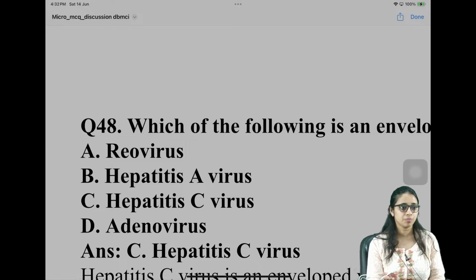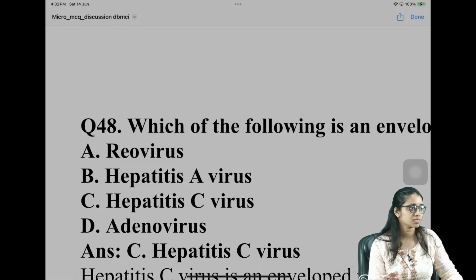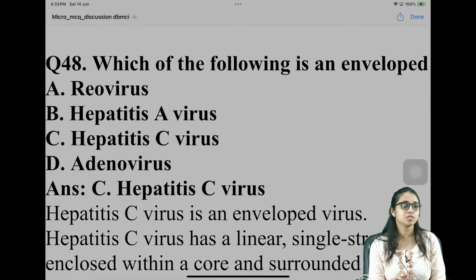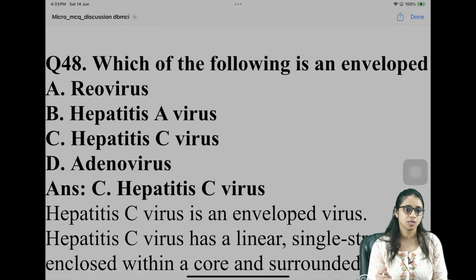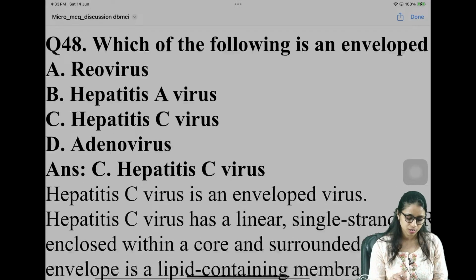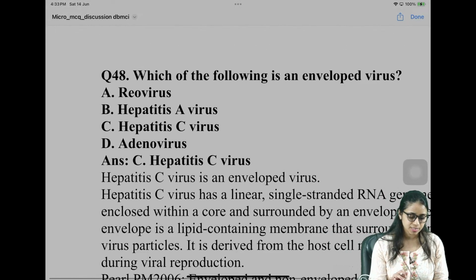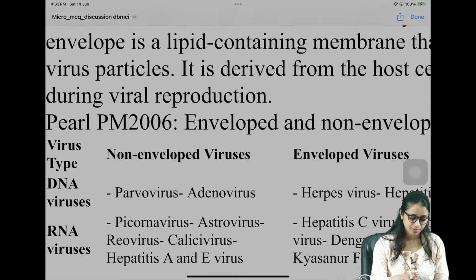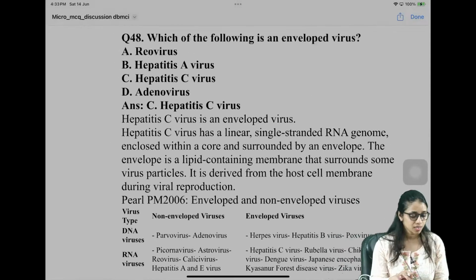What is an envelope? What are enveloped viruses? Where do they derive their envelope from? They derive it from the host cell membrane. The viruses do not have their own envelope. Its nuclear part is its own, but the envelope part is derived from the host cell. So hepatitis B and C are enveloped viruses, and the rest of the hepatitis viruses are non-enveloped.